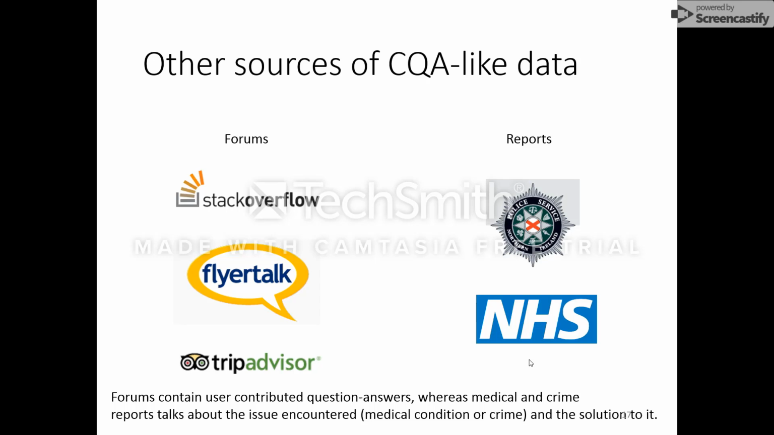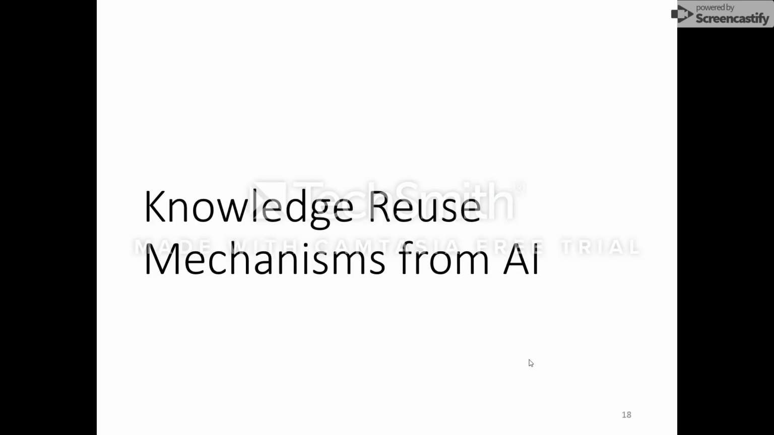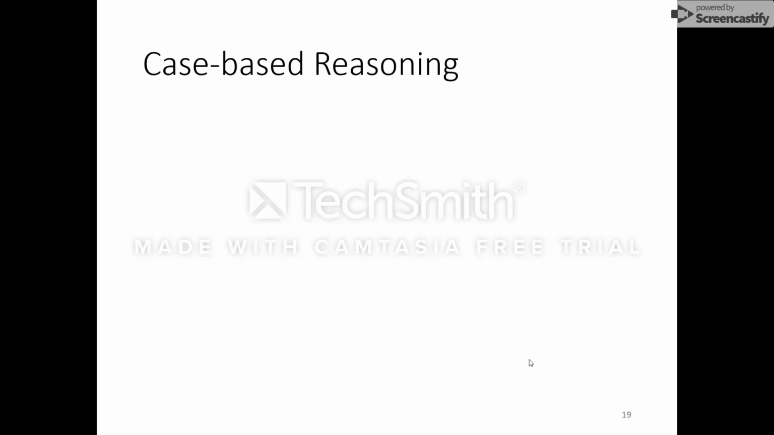Okay. So let's look quickly at knowledge reuse mechanisms from AI, and this is fairly important because this is a field from AI which is pretty old, many decades old, and that has been looking at a problem with a similar structure, with tasks which have a similar structure as to what we would look at in CQA systems. So the field itself is called case-based reasoning.